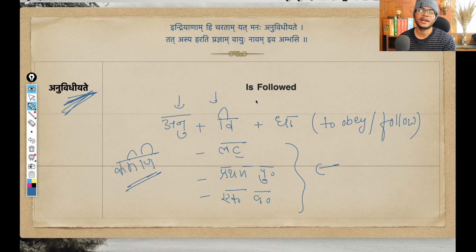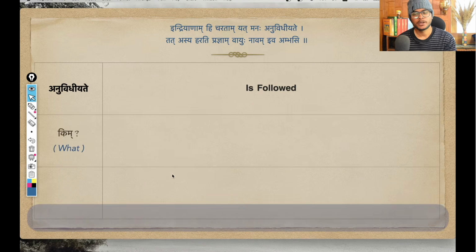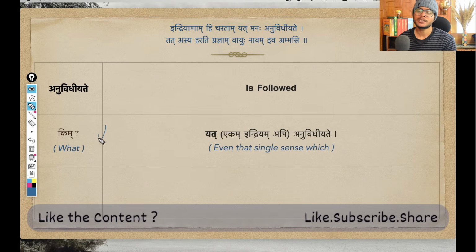That is why I am writing it as "is followed." I am not saying "follows" or "obeys." I am saying something is followed, something is obeyed, because it is a karmani rupa, employed in the karmani prayoga, the passive voice sentences. So, anuvidhiyate, something is followed, something is obeyed. And if I move on, the question is, kim anuvidhiyate? What is being followed?